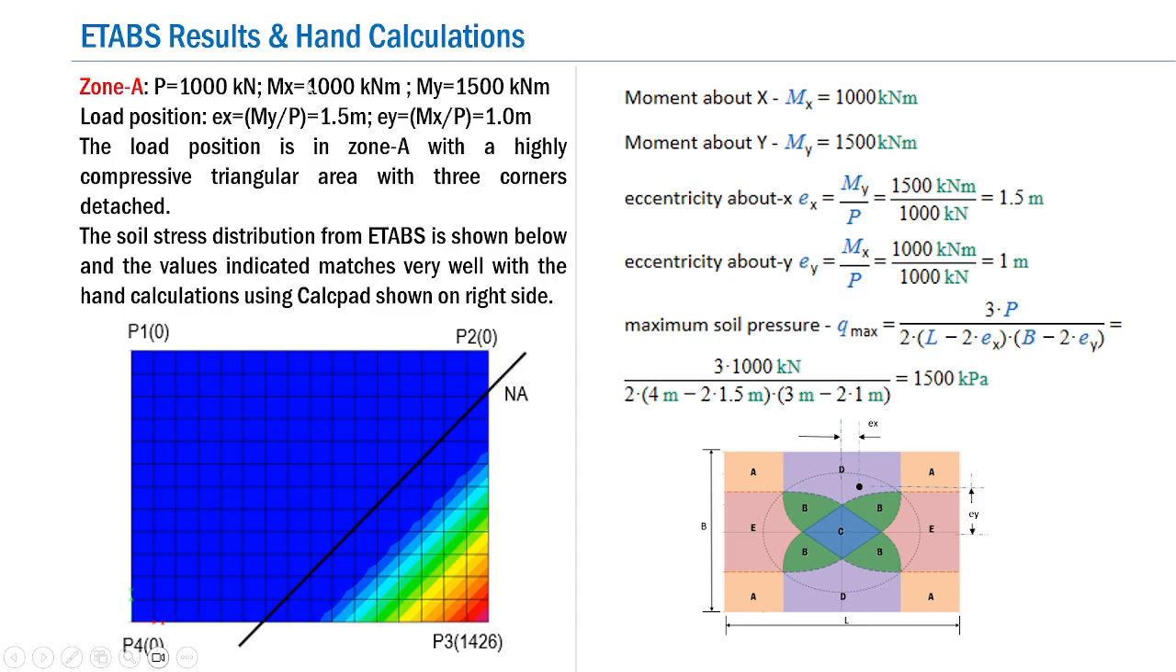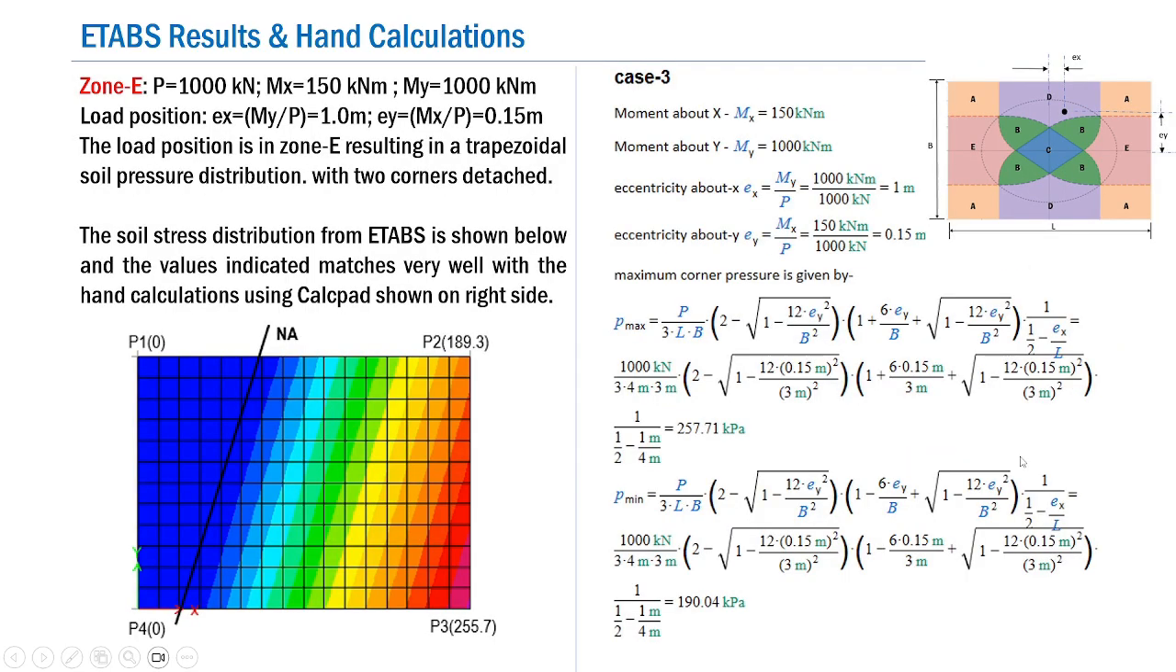So our observation here is that the load position shown here produces a very high compressive stress because the Ex, Ey is such that the load position is in zone A. That is why the design engineers should always ensure that the load position does not belong to the area A. Now let me take you to the third one, that's zone E. As you can see, there are two numbers. This is the first area, this is the second area.